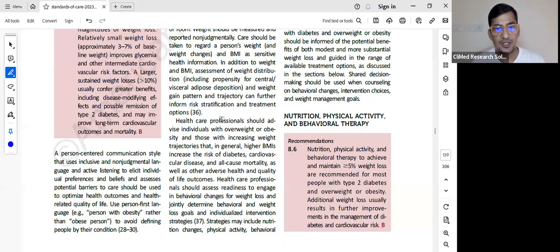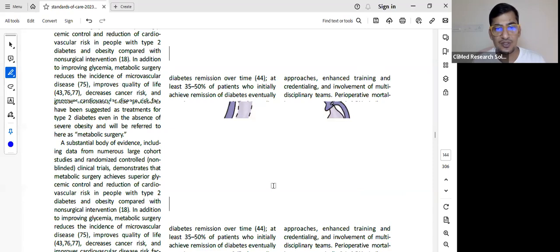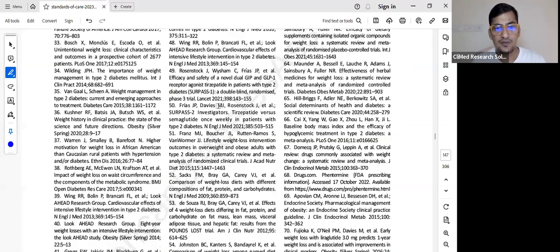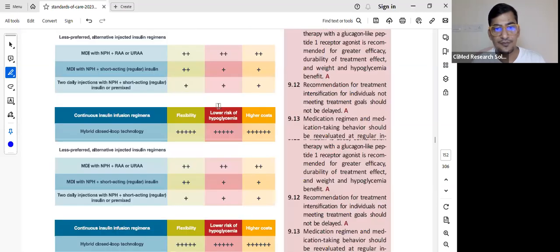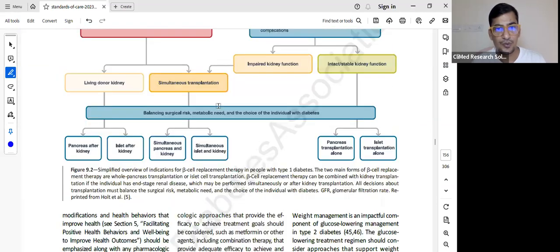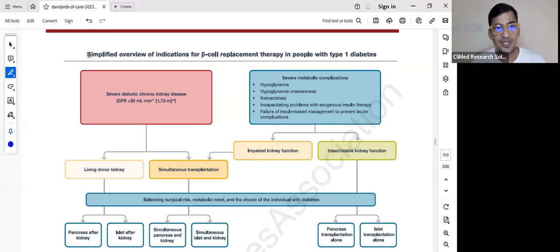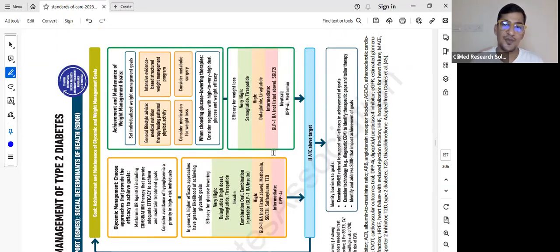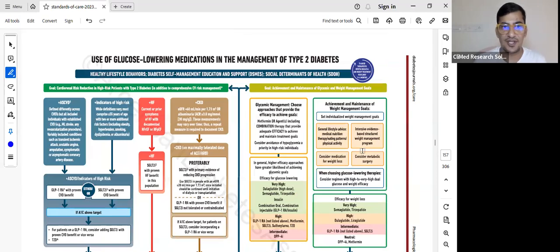Obesity, weight management is here. I'll show you one chart, that's all, and then we can end the class. Chart means the algorithm. Okay, and then we will discuss the things in the next class. So see, this is nothing but a simplified overview of indications for beta cell replacement therapy in type 1 diabetes. Here is the use of medications in the management of diabetes type 2, right?